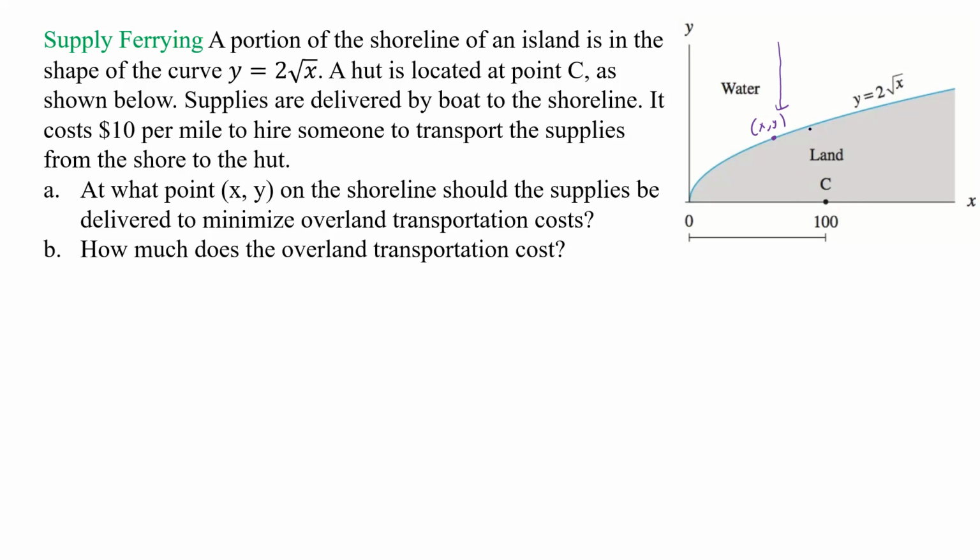Well, what do we know? Let's write down part one. We want our optimization. So we want to what? Well, we want to minimize overland transportation costs. So we want to minimize cost. And what is our input? Well, that's our x, y coordinate. So wherever that point is for landing, that is going to be our input. So we're going to have it in terms of one of them eventually, and then we solve for the other one, and then we'll have an x, y coordinate that we know that we're going to land on.